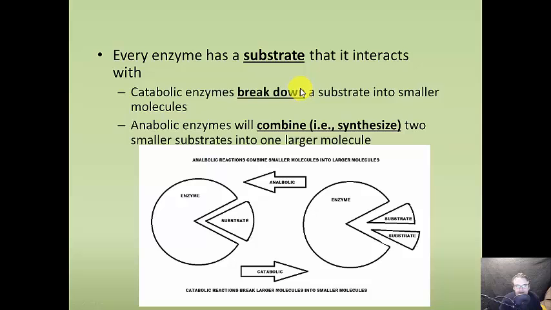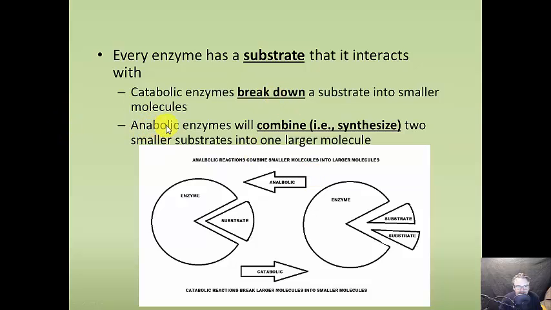Remember that a catabolic reaction is a breakdown reaction. So a catabolic enzyme is therefore a breakdown enzyme. It takes a single substrate and breaks it down into two smaller substrates. In this figure here, when the reaction is going this direction, from this to this, we're seeing a catabolic reaction. One substrate enters and it breaks it into two smaller pieces.